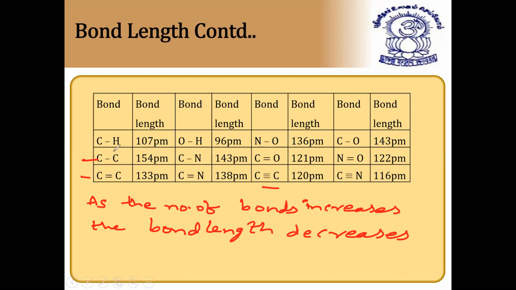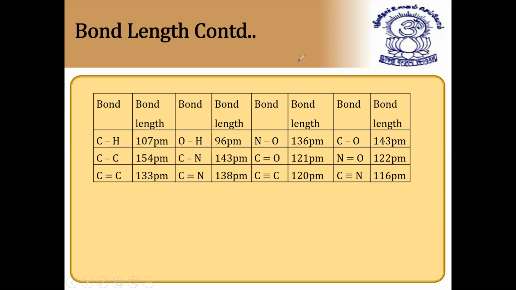So what is bond length? The distance between the two nuclei. The sum of the covalent radius of two combined atoms is nothing but its bond length, and bond length is a parameter of the bond. So I hope it is clear. As the number of bonds increases between two similar atoms, the bond length decreases.